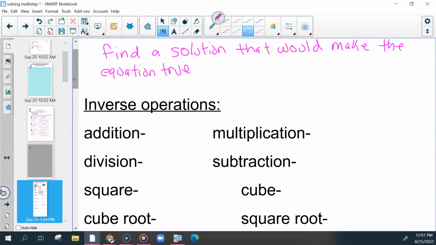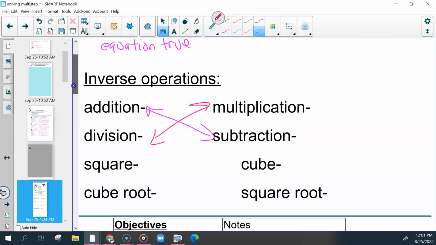Now, if I asked you what is the inverse or the opposite, or how do we undo addition, what would we say? Subtraction. We can say these out loud. I'm just going to draw arrows. What about division? How would we undo that? Multiplication. What about square? It'd be square root. So if we had something that's squared, the opposite would be a square root.